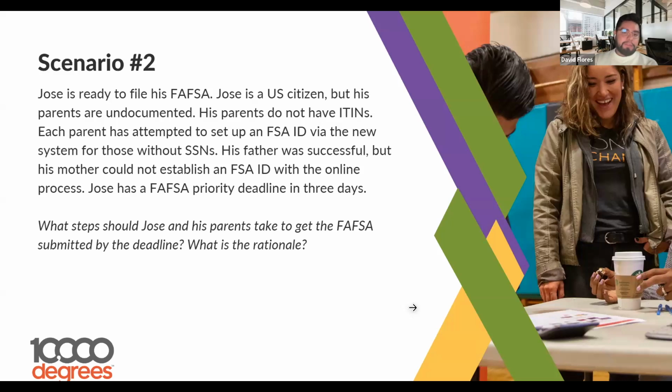Jose has a FAFSA priority deadline in 3 days. What steps should Jose and his parents take to get the FAFSA submitted by the deadline? What is the rationale?